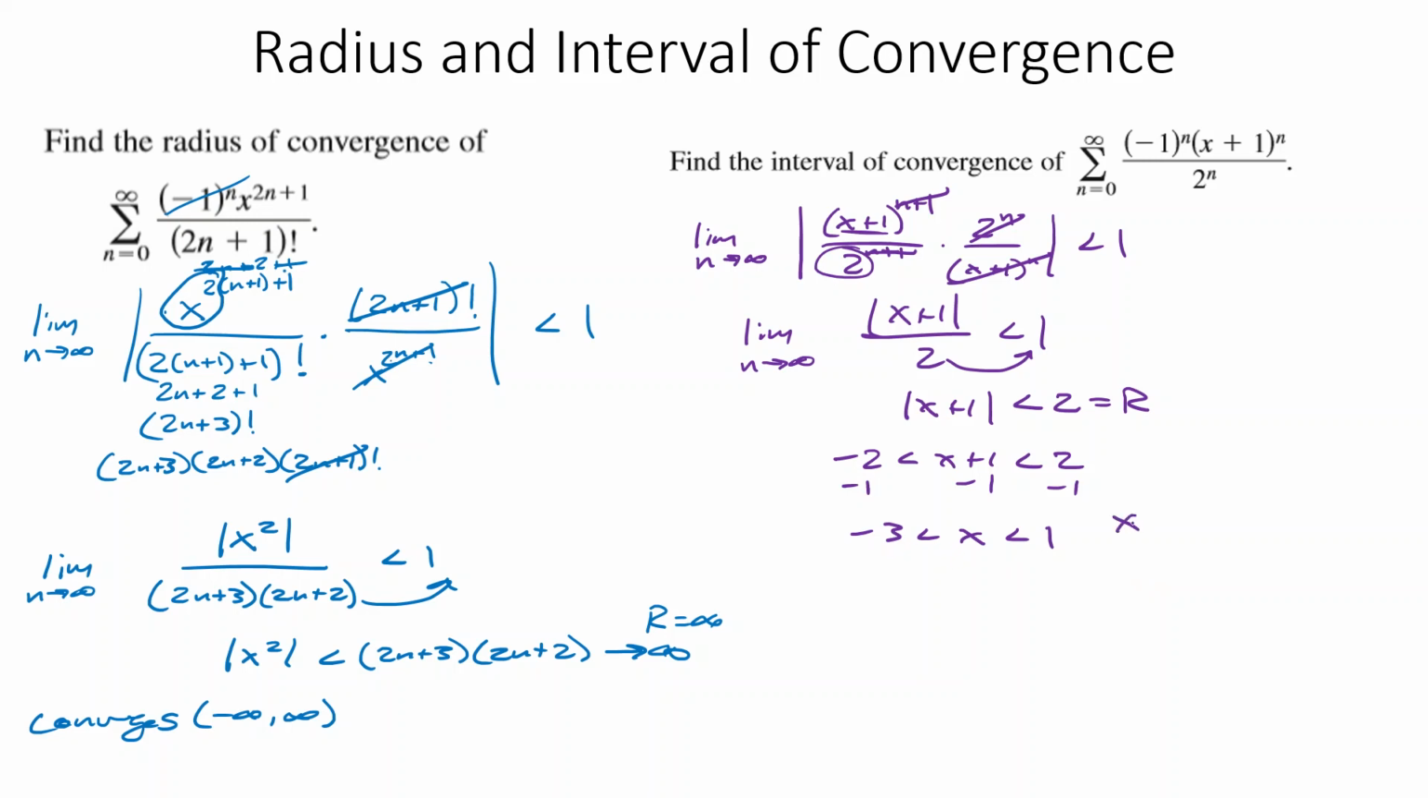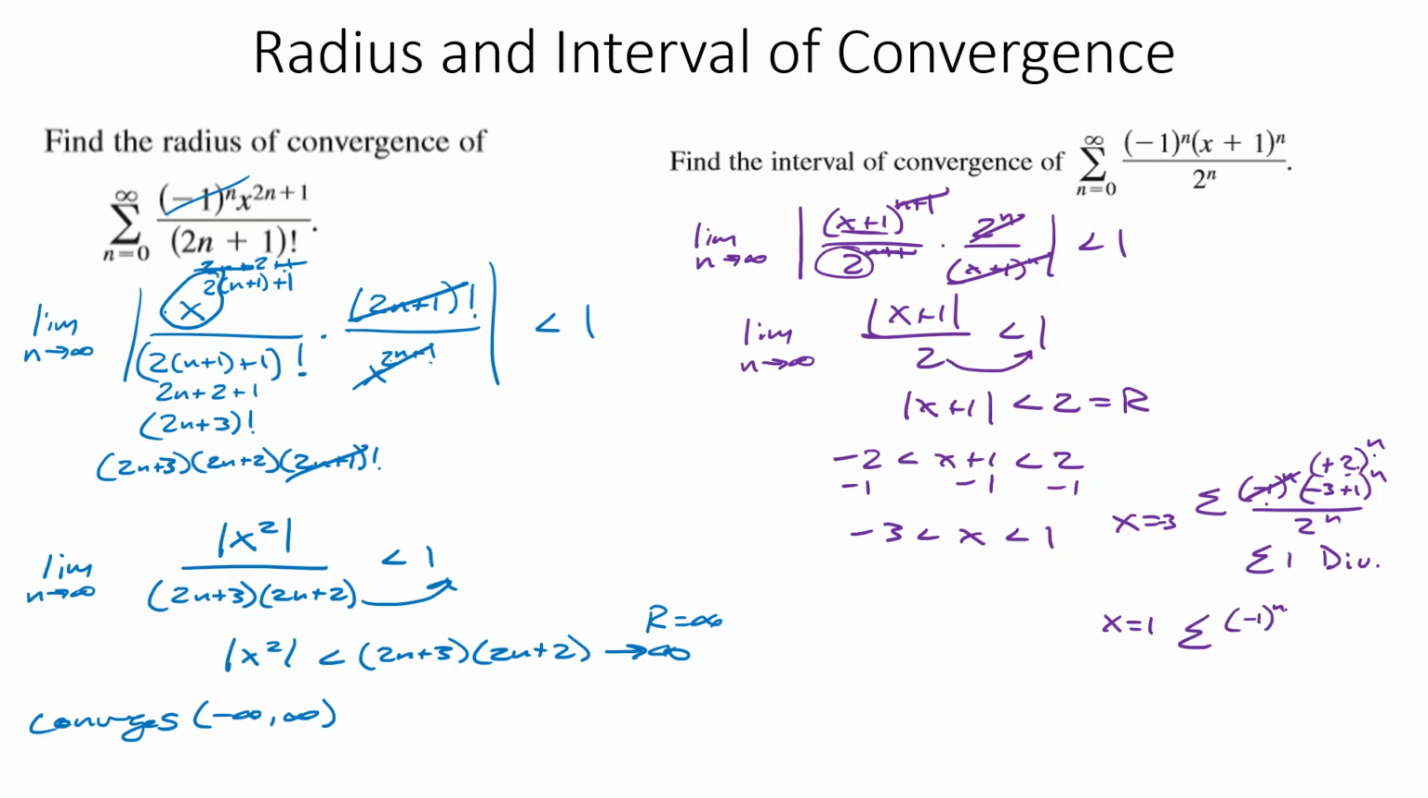So if we test x equals negative 3, then we'll have the sum of negative 1 to the n, (negative 3 plus 1) to the n, over 2 to the n. So this is negative 2 to the n. And the negatives here are actually going to cancel each other out, because whenever this guy's negative, this one will also be negative, so this just cancels out completely. We get 2 to the n over 2 to the n, and we end up getting the sum of 1, which diverges. All right, I think a similar thing, slightly different I guess, is going to happen when we plug in 1.